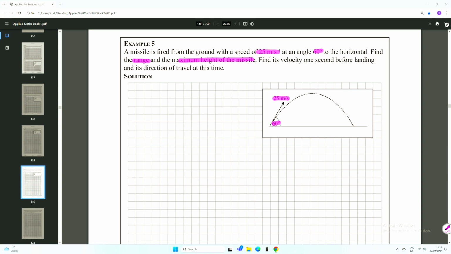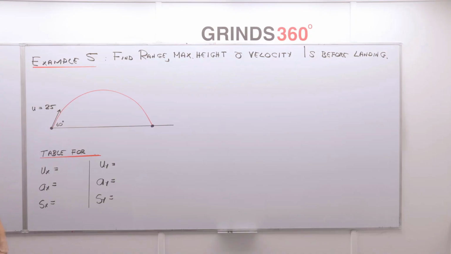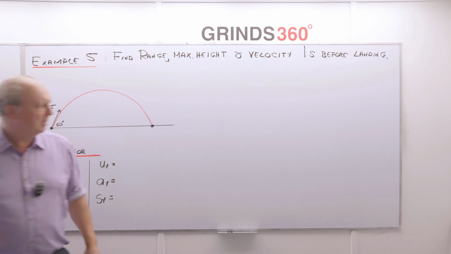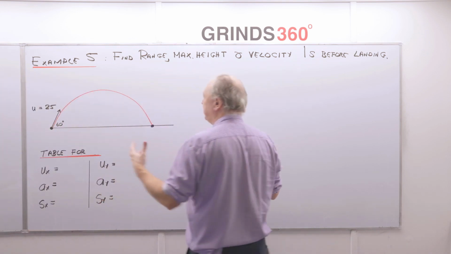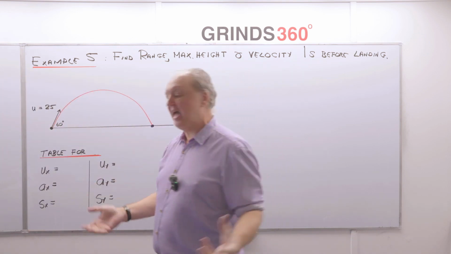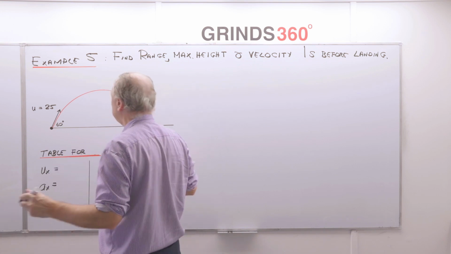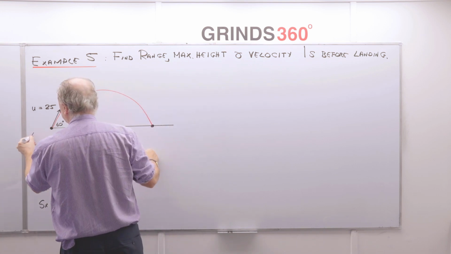Right, here's a situation where we're going to fire a missile off level ground and it's going to land on the same level ground. We're going to prove some formulae for this in the second lesson in projectiles. Anyway, let's have a look at example 5 in detail. So there's my situation. Once again, wherever you start, call this the origin. So this will be 0, 0.